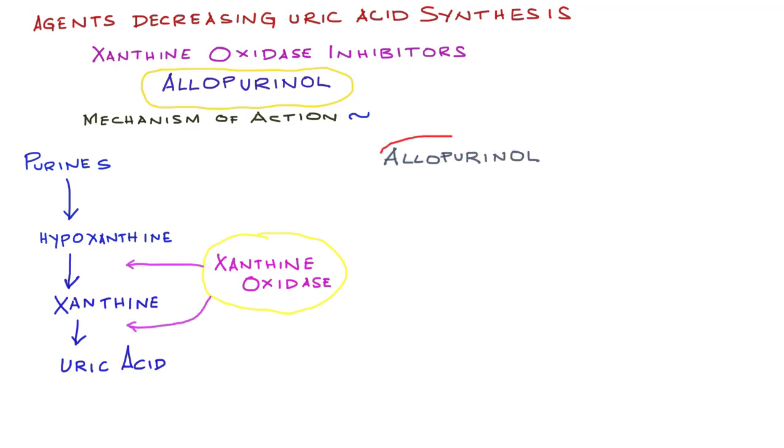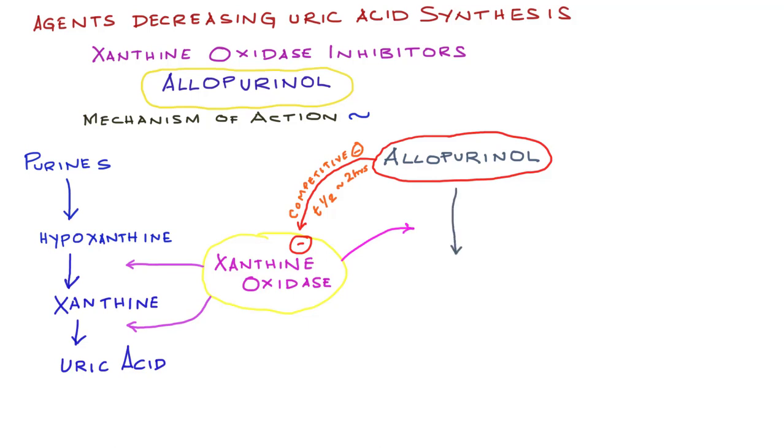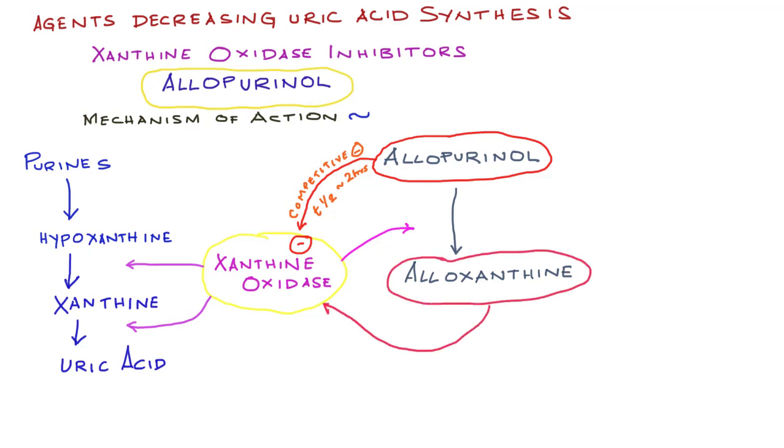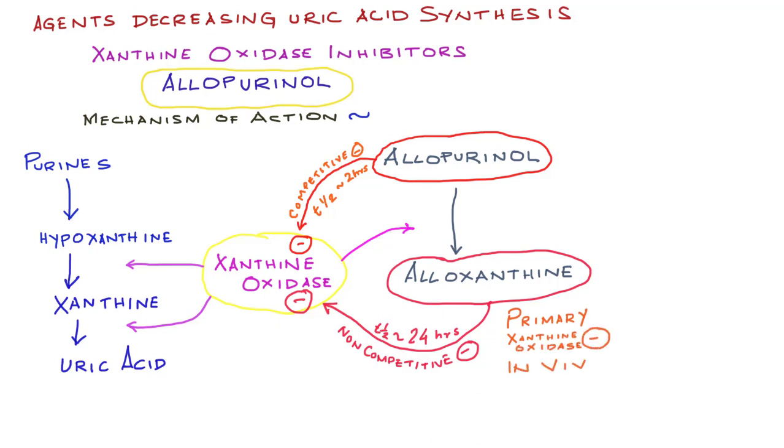Allopurinol is a xanthine oxidase inhibitor. It competitively inhibits xanthine oxidase, that means it is a reversible inhibitor of xanthine oxidase, and it also has a fairly short duration of action with half-life around 2 hours. However, more importantly, allopurinol itself gets metabolized by the same xanthine oxidase enzyme into alloxanthine. This alloxanthine is a far stronger inhibitor of xanthine oxidase. It non-competitively or irreversibly blocks the enzyme, and its half-life is also longer, around 24 hours. Alloxanthine is the primary xanthine oxidase inhibitor inside the body.